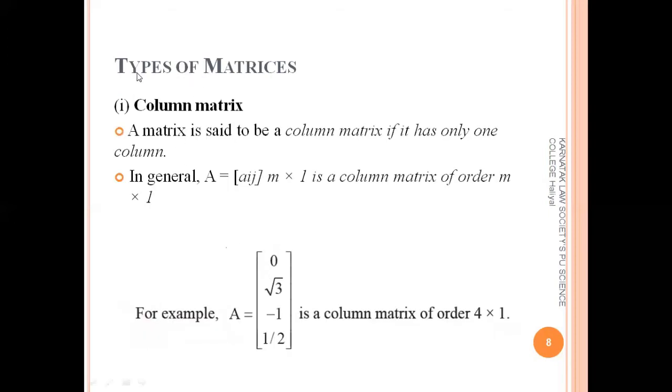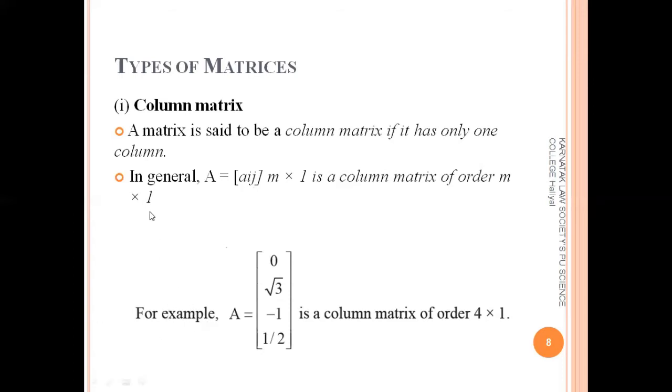Now, we will discuss the types of matrices. In that, the first one is the column matrix. A matrix is said to be a column matrix if it has only one column. In general form, A equals [aij] of order m by 1 is a column matrix.